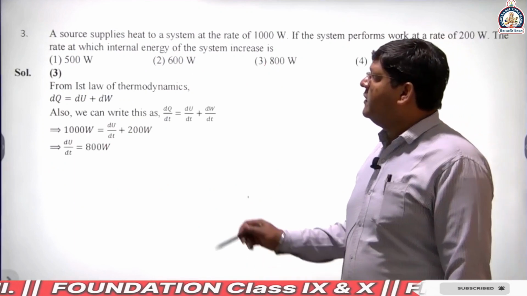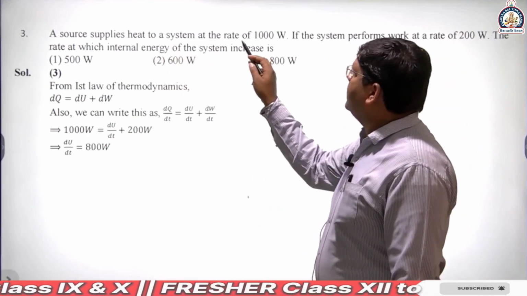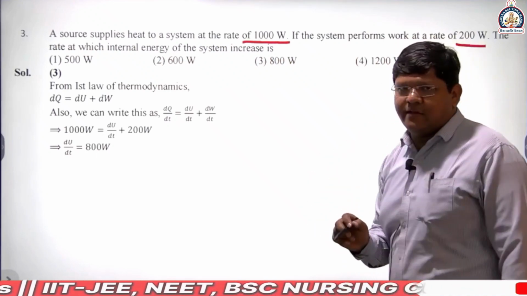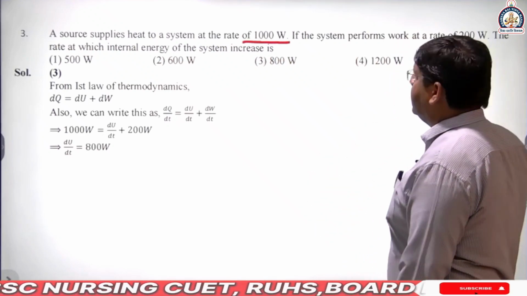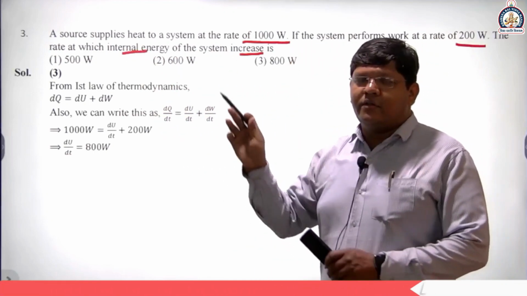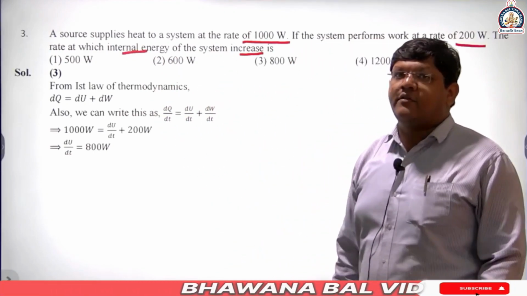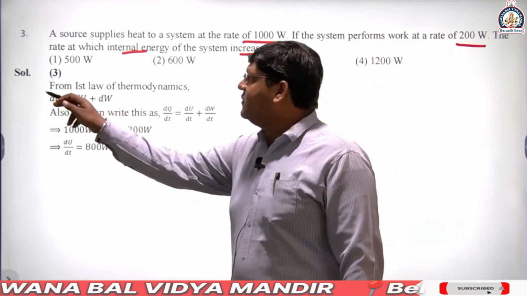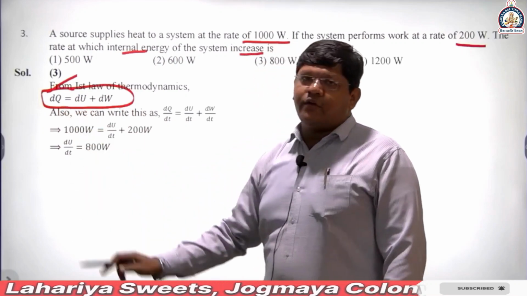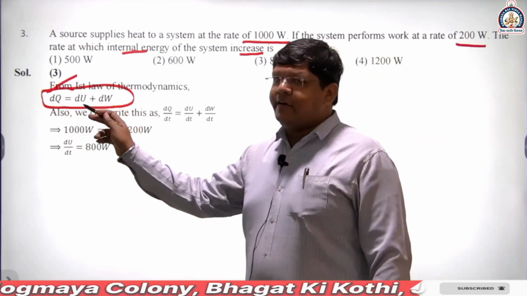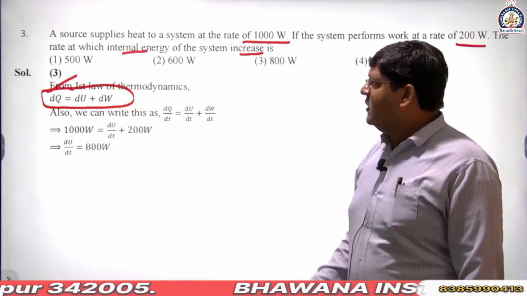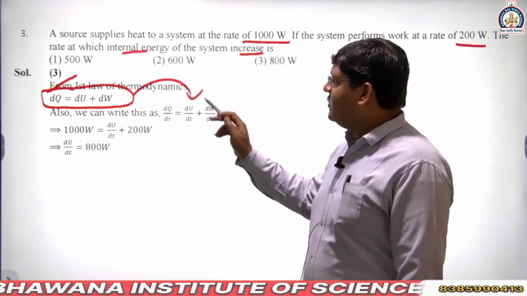Moving to the next part, a source supplies heat to a system at the rate of 1000 watt. If the system performs work at the rate given, we need the rate at which the internal energy of the system increases. According to the parameters of the question, this is related to thermodynamics. So, we apply the first law of thermodynamics, dQ is equal to dU plus dW, where dQ is heat, dU is internal energy and dW is work done. This relation can also be written in this format.